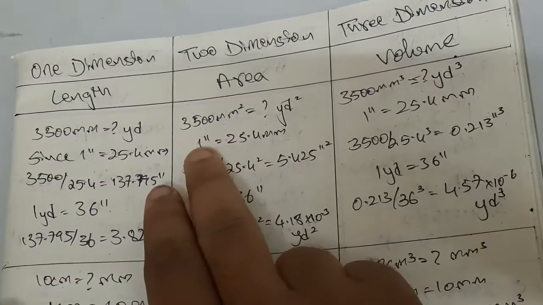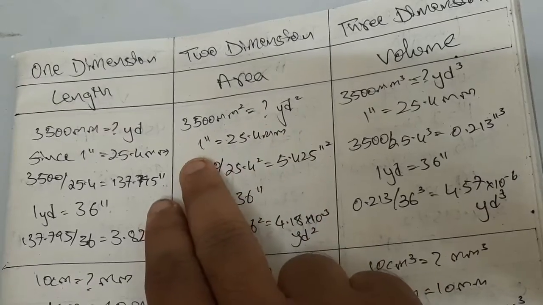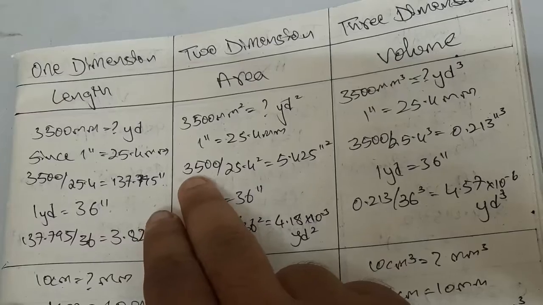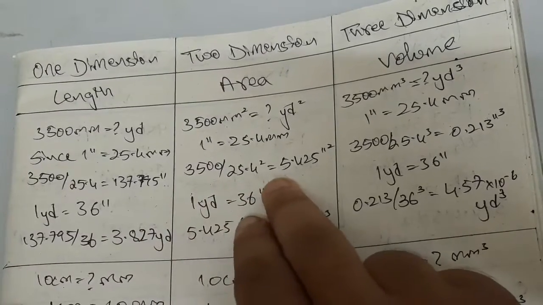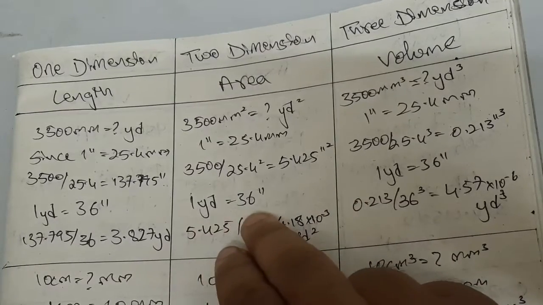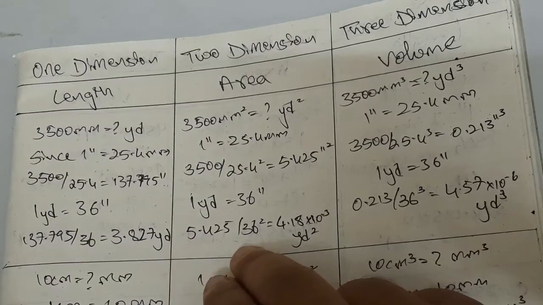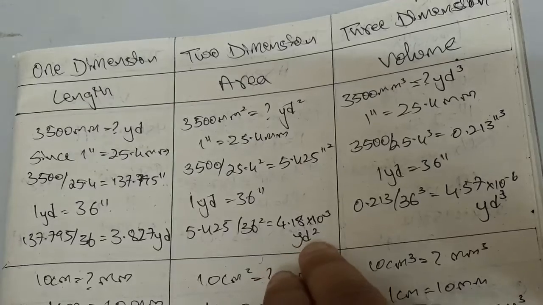So now 3500 mm square is equal to how many yards square? Since 1 inch is equal to 25.4 mm, dividing 3500 by 25.4 square gives us 5.425 inch square. Now since 1 yard is equal to 36 inches, 5.425 divided by 36 square gives us 4.18 into 10 to the power of minus 3 yard square.